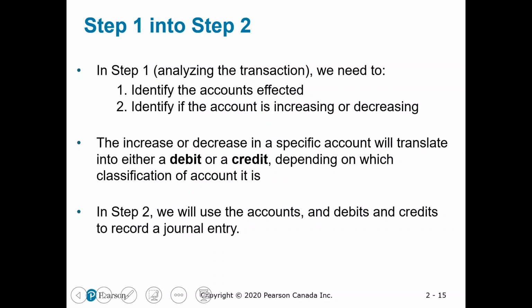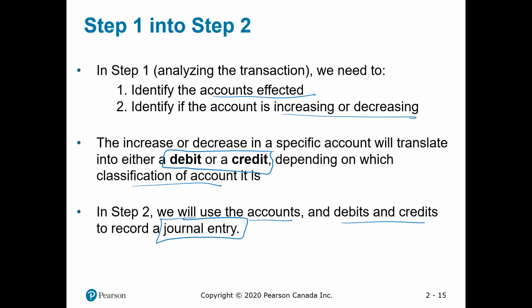Okay, so we're going to kind of transition from step 1 to step 2. Remember back in step 1, we looked at what accounts were affected. Did they increase or decrease? Now, these increases or decreases are going to translate into either a debit or a credit, depending on the classification of account. So in step 2, we're going to determine debits and credits, and we're going to use these accounts to record journal entries. That is what step 2 is.